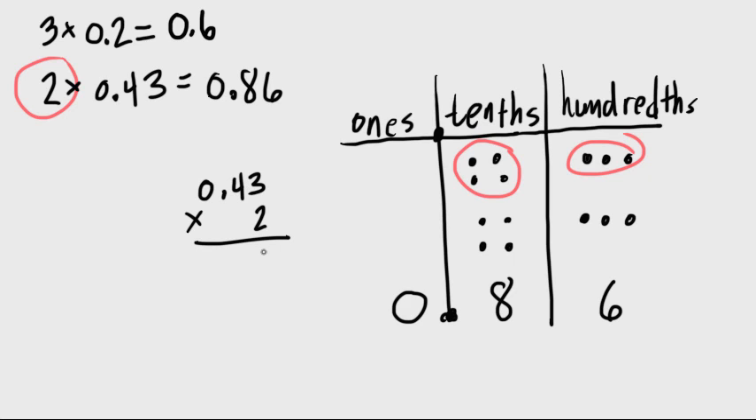Pretty simple. 3 times 2 is 6. 2 times 4 is 8. 2 times 0 is 0, and there's 2 spots, so there's our decimal.